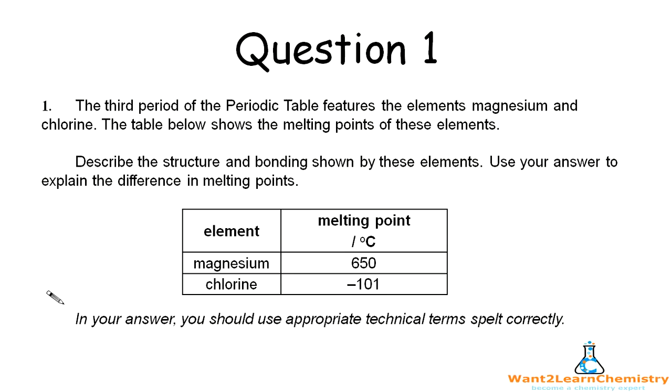Question 1. The third period of the periodic table features the elements magnesium and chlorine. The table below shows the melting point of these elements. Describe the structure and bonding shown by these elements. Use your answer to explain the difference in melting points. And 1 mark is given for appropriate technical terms spelled correctly. Now pause this video and answer this question using your notes and textbook.